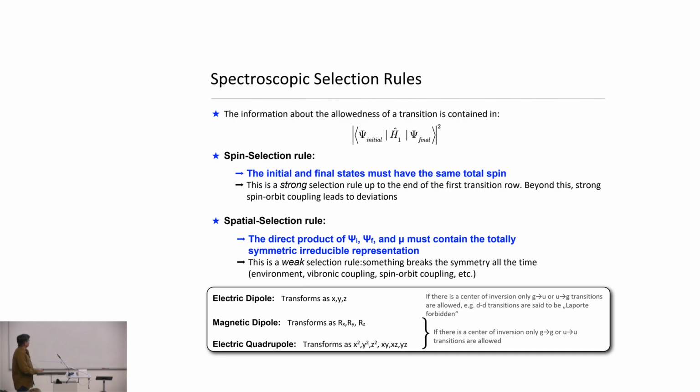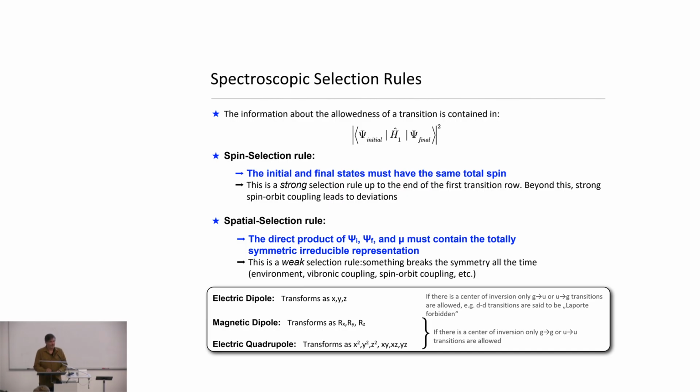Yeah? If you want to find the selection rules for the magnetic dipole transition, the magnetic dipole transforms as the rotations in the point group, Rx, Ry, Rz, and the electric quadrupole transforms as x squared, y squared, z squared, and the product of the coordinates. So all of that you will find in your group theoretical tables.